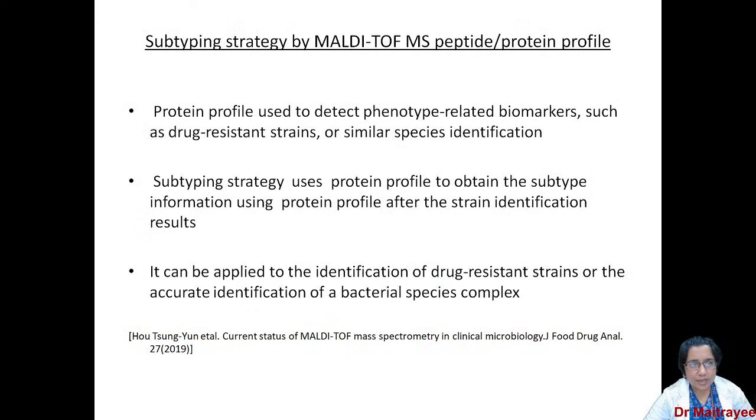Then coming to the subtyping strategy by MALDI-TOF. In this, protein profile is used to detect phenotype-related biomarkers such as drug-resistant strains or similar species identification. The subtyping strategy uses the protein profile to obtain subtype information after strain identification has been done. So it can be applied to the identification of drug-resistant strains or the accurate identification of bacterial species complexes.